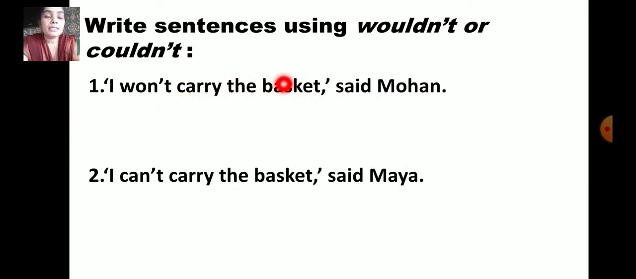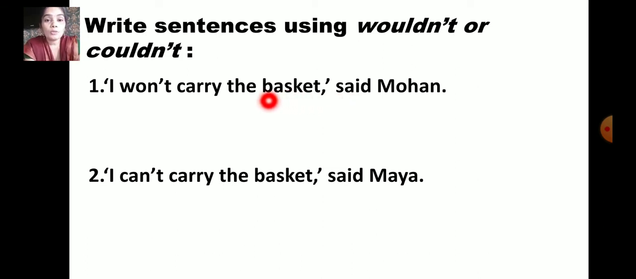Write sentences using wouldn't or couldn't. So, wouldn't means would not, couldn't means could not. So, you have to use these words in the sentence. So, question number 1. "I won't carry the basket," said Mohan.